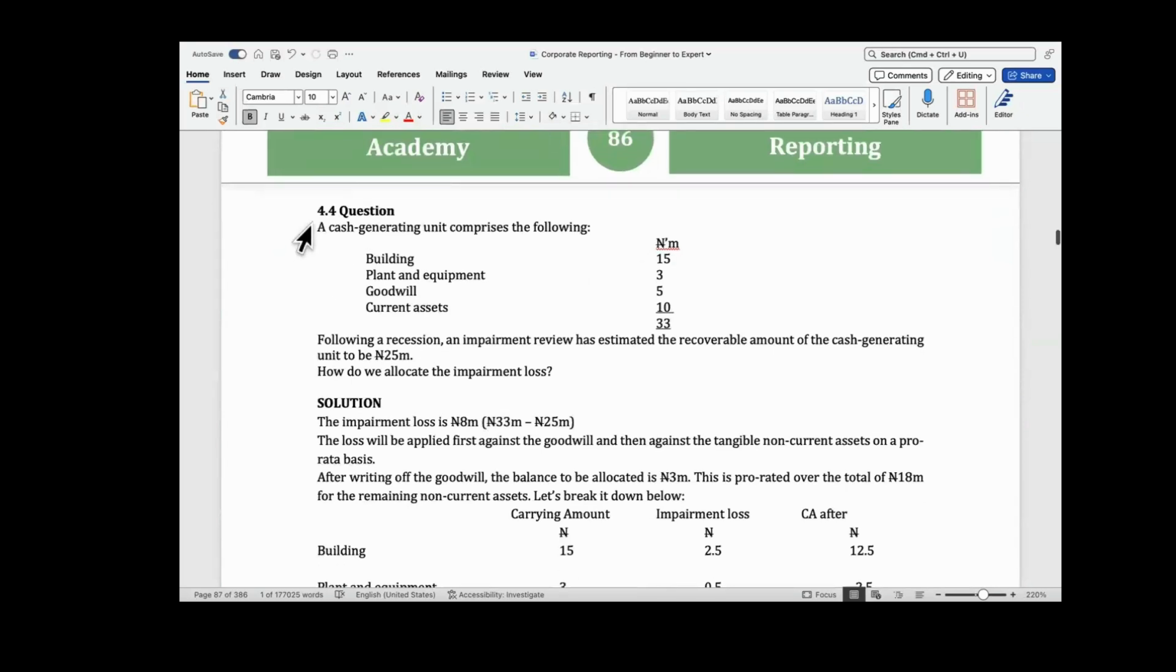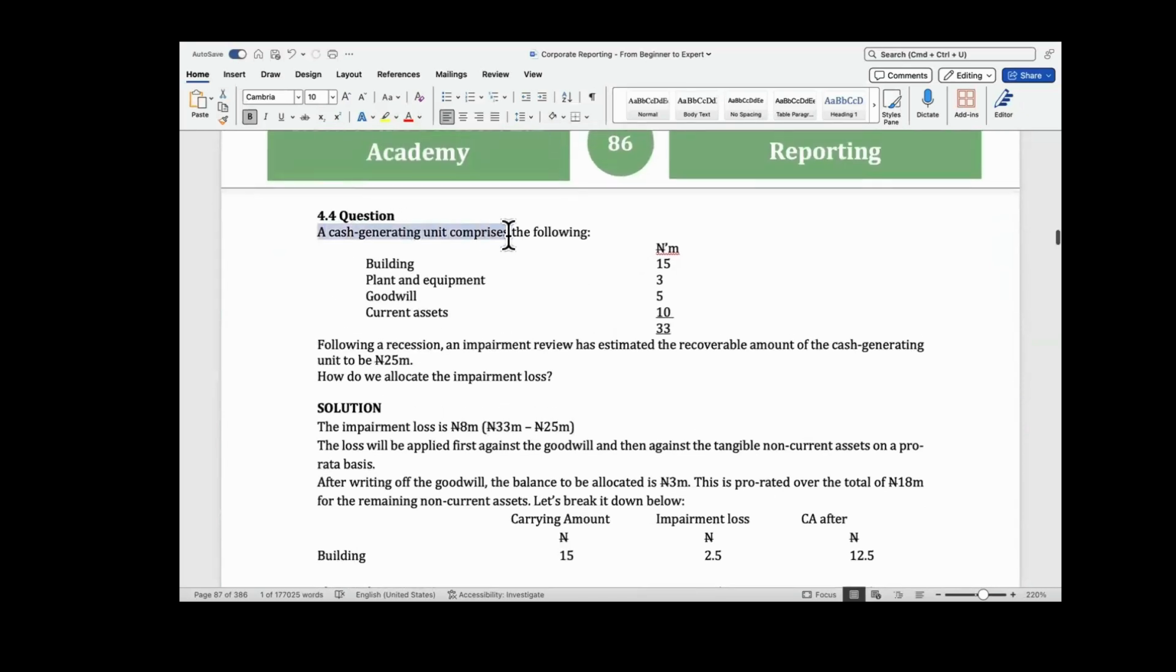So this question goes through that there is a cash generating unit and it comprises of the following assets: building, plants, goodwill, and current assets. So all these assets put together, the question is clear. It told us that, okay, cash generating unit. So these values they give us obviously will be the book value. These are the book value.